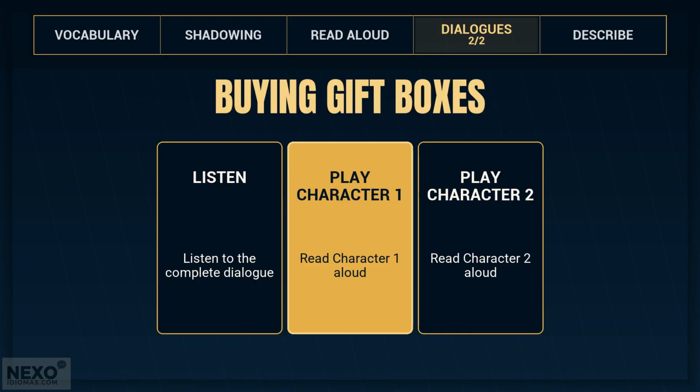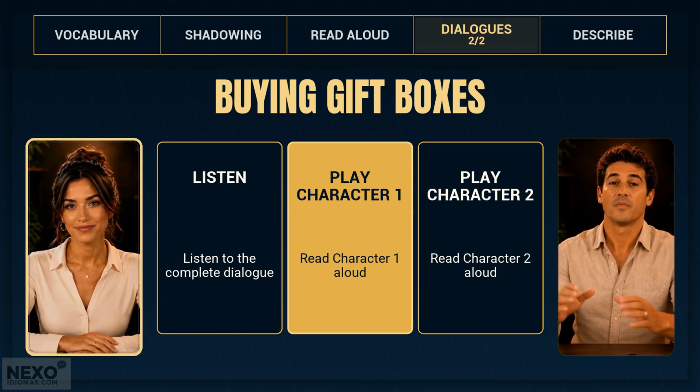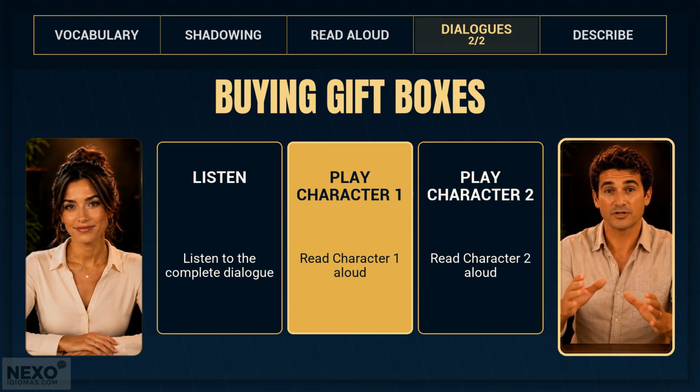Buying gift boxes. Read character 1 aloud while that character is silent. I will play character 1.